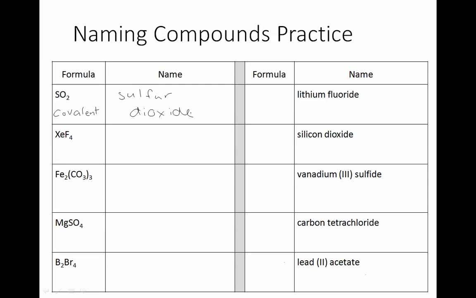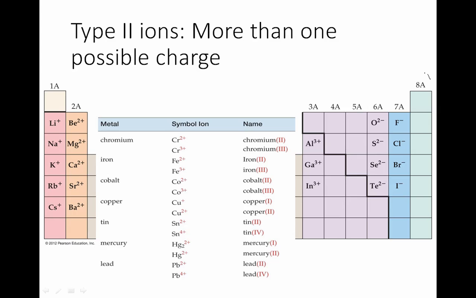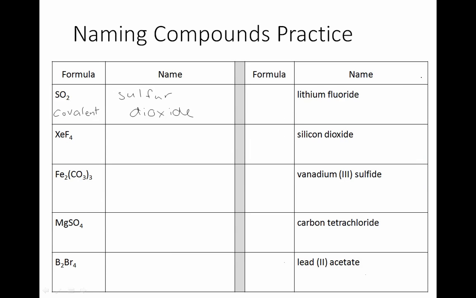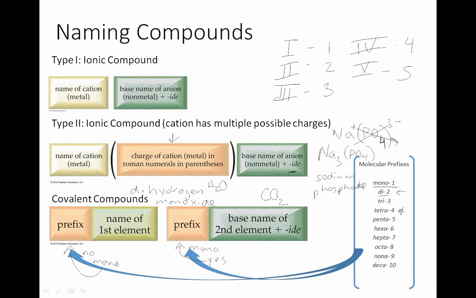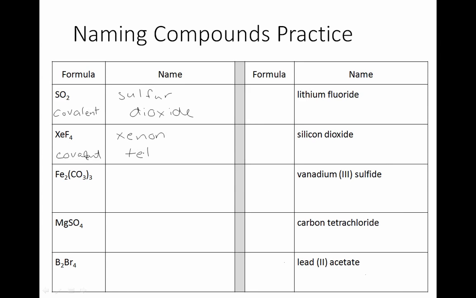The next one, xenon with fluorine, and there's 4 of them. So xenon, where is that on the periodic table? It's over here in group 8A. What do we know about group 8A? Very stable. They don't want to form ionic compounds. They can, in some cases, be forced to form covalent, which is what we've got right here. So covalent. So how do we do that? Once again, the first one stays the same. It's mono, so we don't write mono. And then 4. How do we say 4? Tetra. Xenon tetrafluoride.